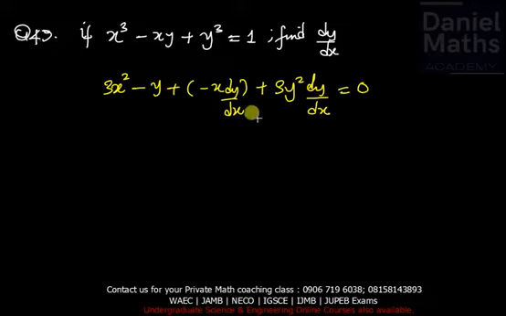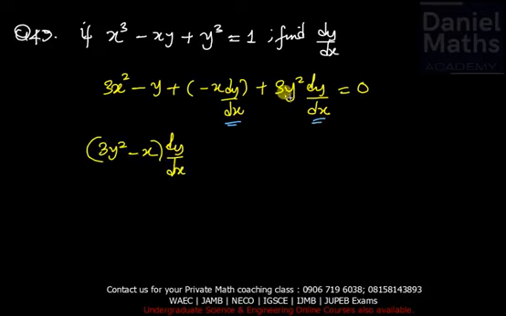Now I'm going to take like terms, because here I have dy/dx, here I have dy/dx. So I'm going to take all the dy/dx to the left hand side of the equation, and if I do that, I'll have 3y squared minus x into dy/dx.